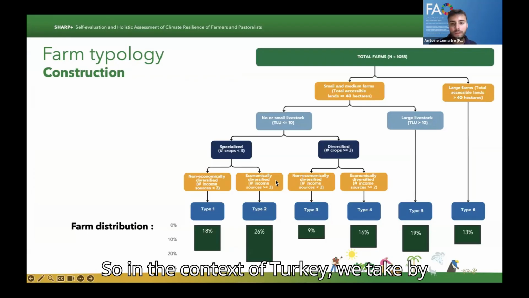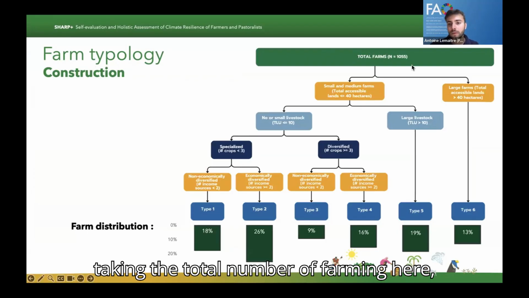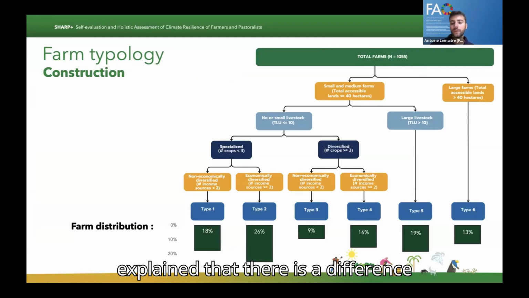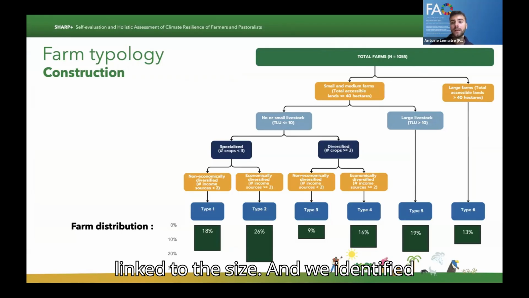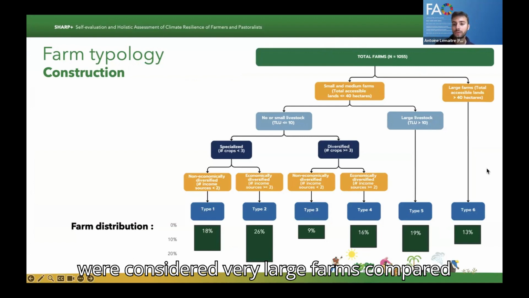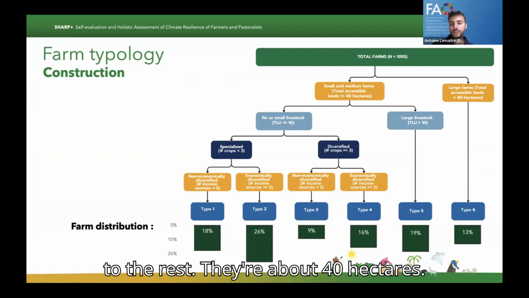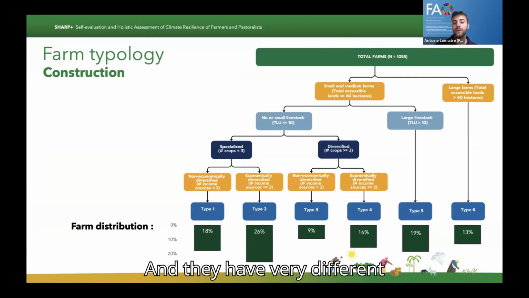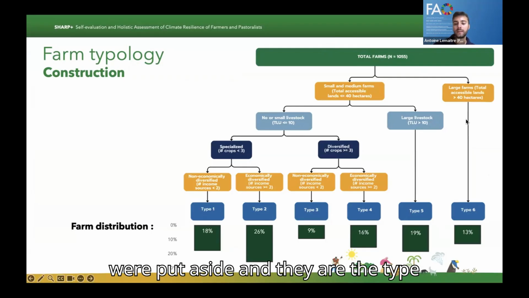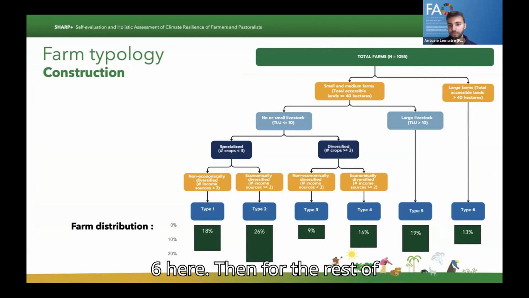So in the context of Turkey, by taking the total number of farms here, the multifactorial analysis explains that there is a difference linked to the size, and we identified that 13% of the sample were considered very large farms compared to the rest. They're above 40 hectares, and they have very different characteristics from the others. So they were put aside, and they are the type 6 here.